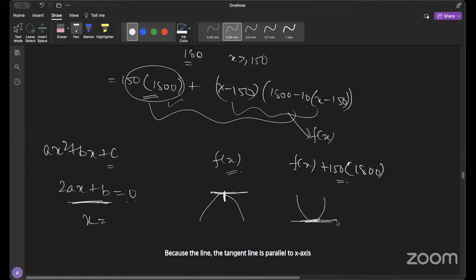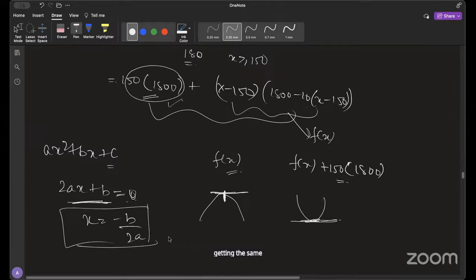Here, the tangent line is parallel to the x-axis. Here also the tangent line is parallel to the x-axis. That's why your slope is 0. So you equate this to 0 to find this point. And then you do minus b by 2a. So you'll end up getting the same thing. Now you have the direct formula.